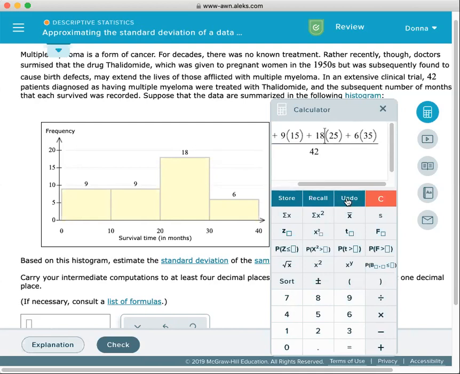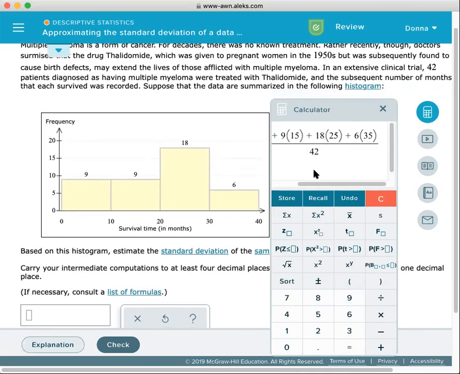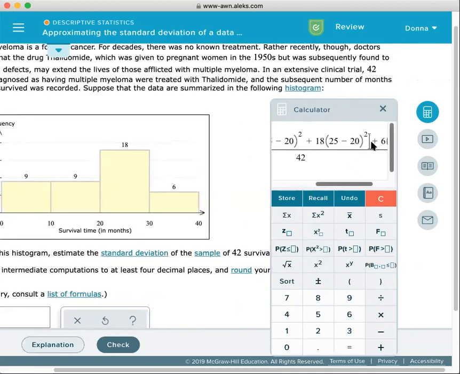So I'm going to hit undo, and then I'm going to subtract that 20 from each one of the values, basically the midpoint. So I'm going to subtract 20, and then I'm going to square it, minus 20, and use my cursor, subtract 20, square, and then subtract 20, and then square.